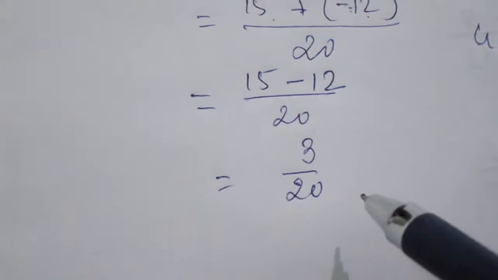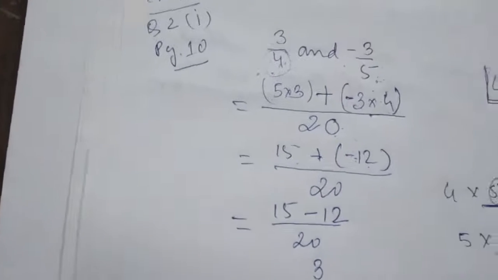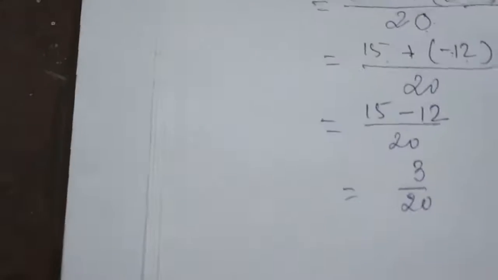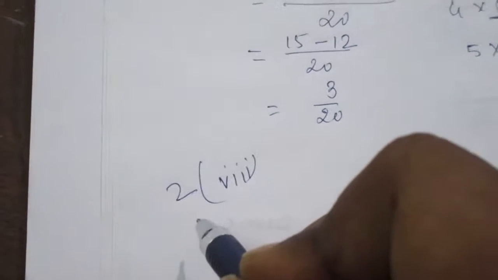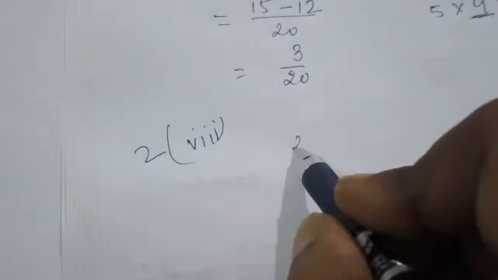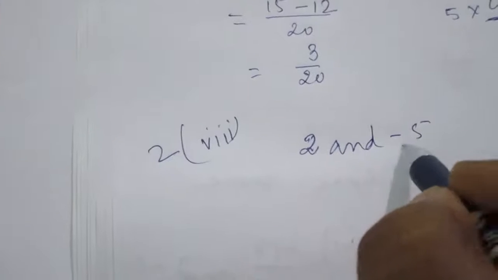Okay students, I hope you have understood. Now let us take another example. Suppose this is also from your book, exercise 8.2, question number 2, page number 10. We have to add 2 and minus 5 by 4.